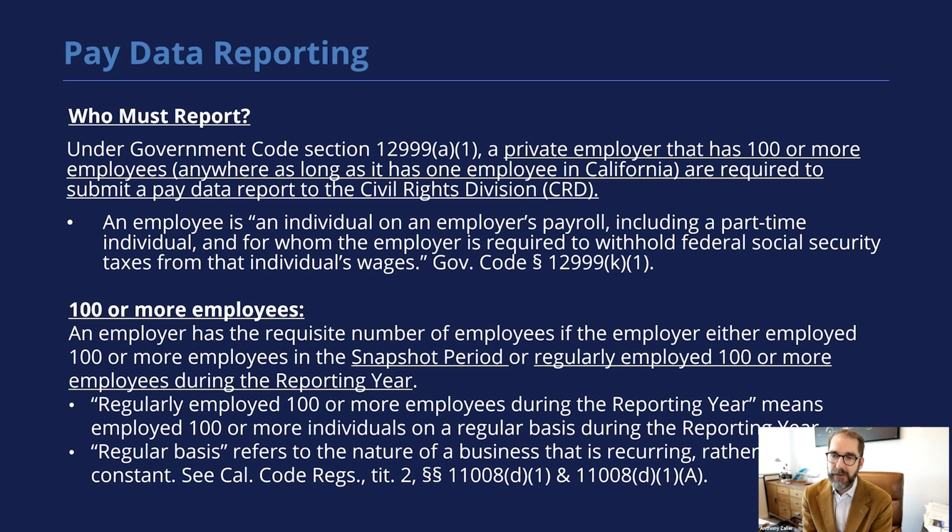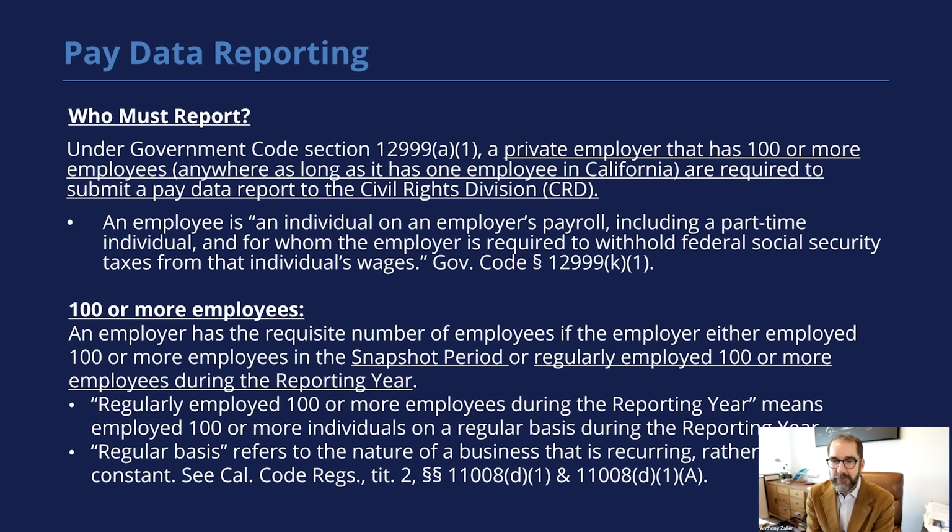Now, the 100 or more determination is made as follows. The employer can look at whether they meet this threshold of the number of employees. The employer either employed 100 or more employees in the snapshot period, which I'll talk about here in a minute, or they regularly employed 100 or more employees during the reporting year, so during the entire year.